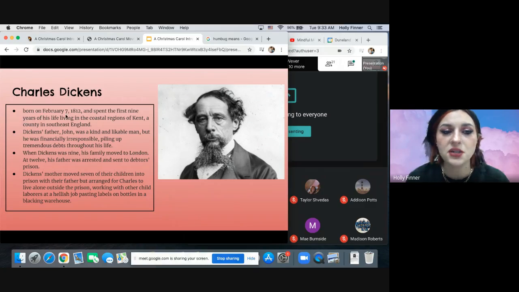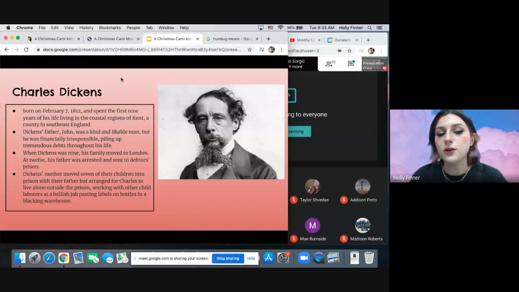Going back to Charles Dickens, this is an actual picture of him, which I think is really cool. It's not just like a drawing. He was born on February 7th, 1812, and he spent the first 9 years of his life in Kent, which is the southeast part of England. So our story today is going to take place in London, England. So that's where A Christmas Carol takes place. So he's writing somewhat from experience. His father, John, was a kind and likable guy, but financially irresponsible. So he had a lot of debt.